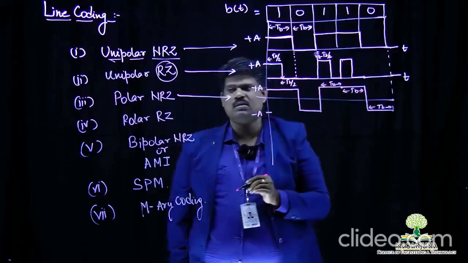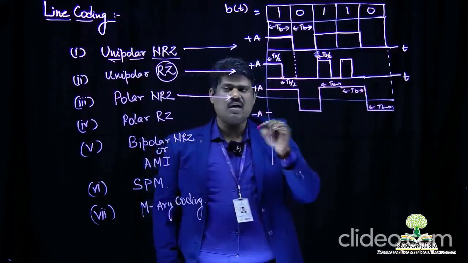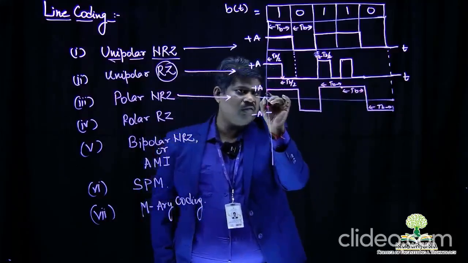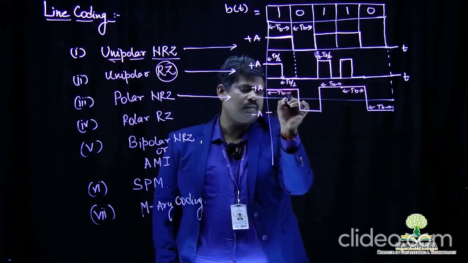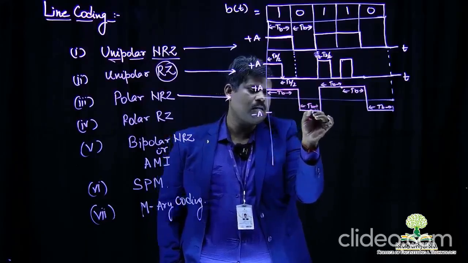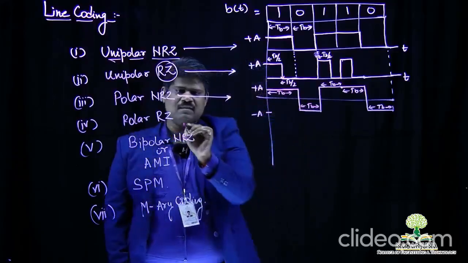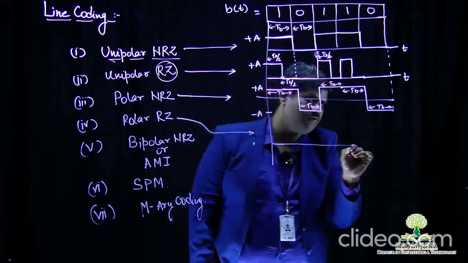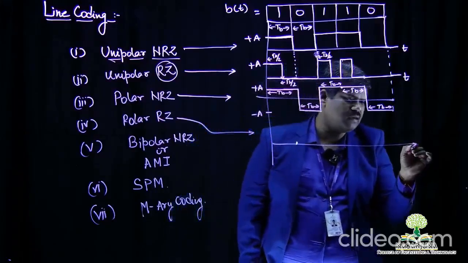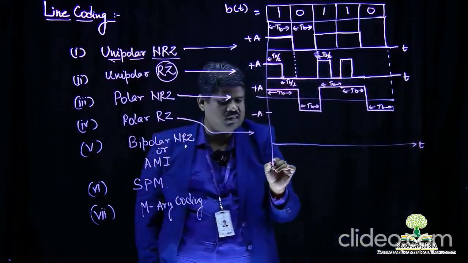So this is the concept of polar NRZ. Again, NRZ means the waveform will maintain its voltage level for the whole bit interval. Now we'll go to the next one, which is polar RZ. For polar RZ, we'll draw one waveform with the help of the same example and try to understand the concept.